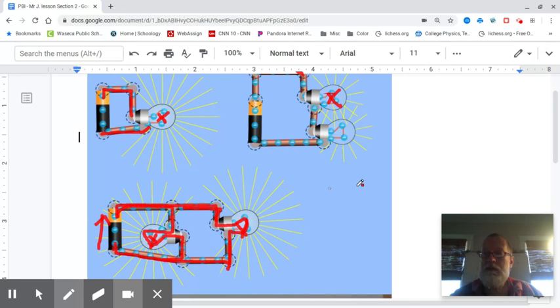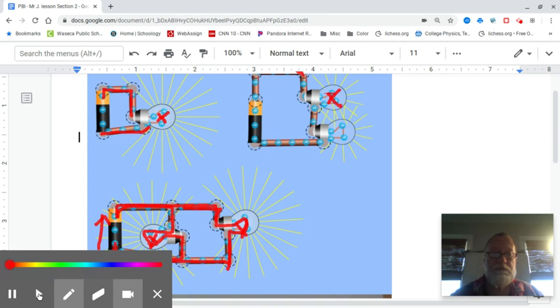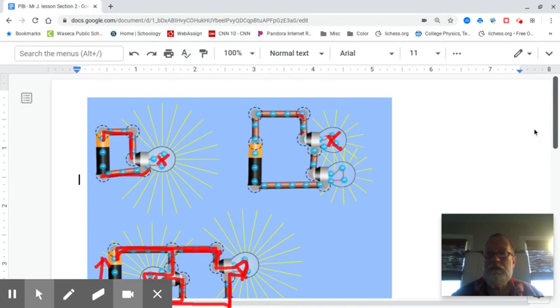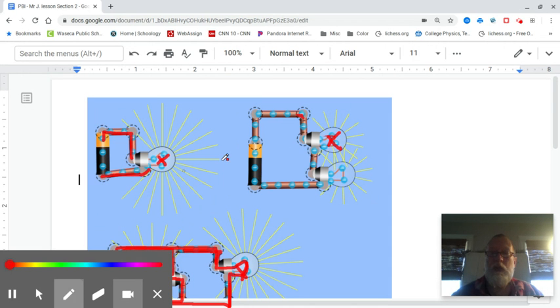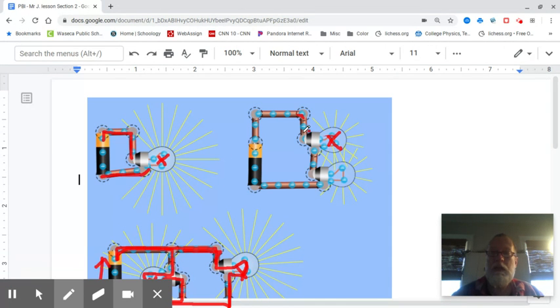When we look at the series circuit, neither light bulb has both ends with a direct connection. This bulb has a direct connection going that way, but when we start from the other side, it doesn't have a direct connection. It has to go through the other light bulb. And so whenever you don't have a direct connection on both sides of a light bulb, then it has to be in series to something.